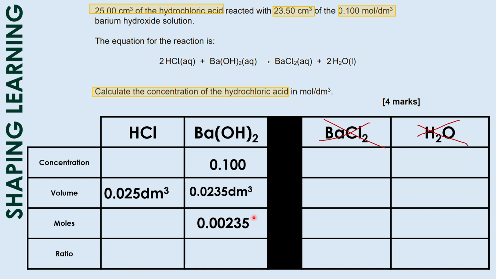So now I've got my moles, I then need to use my ratio, which is 1 to 2 again. So 1 mole of this reacts with 2 moles of this. So if I've got 0.00235 moles of this, I'm going to multiply by 2 to get my moles of the hydrochloric acid that reacts with it. And then to work out my missing concentration, well, I need the relevant triangle. And the relevant triangle here is the concentration volume moles one. Moles equals concentration times volume. So my concentration equals moles divided by volume. And if I do that, I get 0.188.